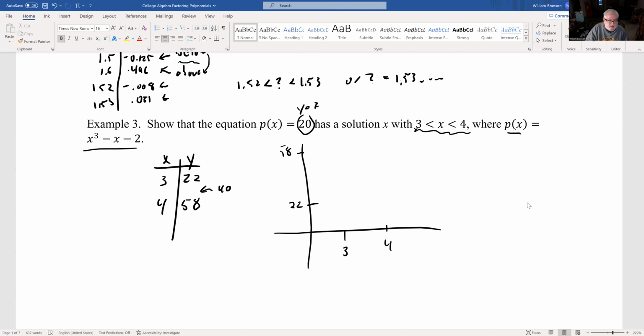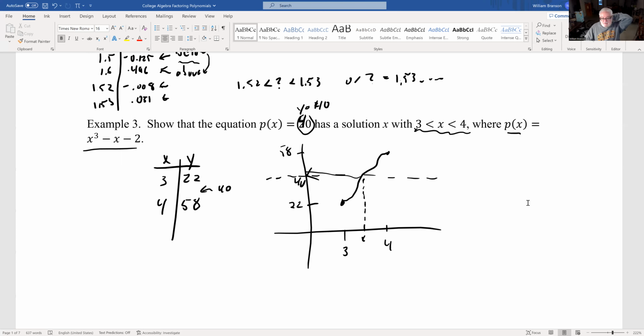I don't think I want y equals 20. I want y equals 40. So y equals 40 is here. So our graph starts at 3, 22, goes up to 4, 58, and somewhere through there, right, there's an x value that will give you y as 40.